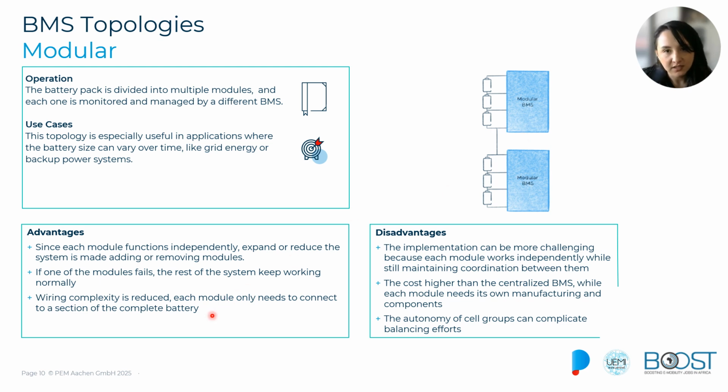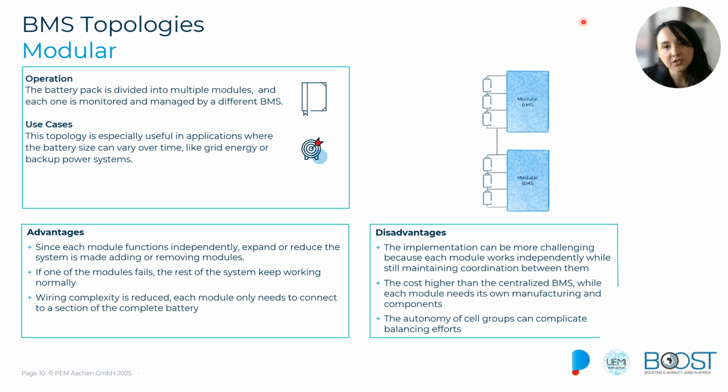Some of the advantages are, for instance, that the modular design will allow us to easily expand or reduce the battery system by simply adding or removing some of these modules that already integrate the BMS. This makes them suitable for applications where the battery size might change over time, for instance, in grid energy storage or backup power systems where we want to scale up or down based on the final user requirements. It makes sense to have this kind of topology.